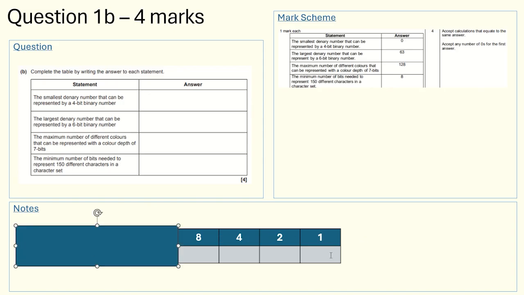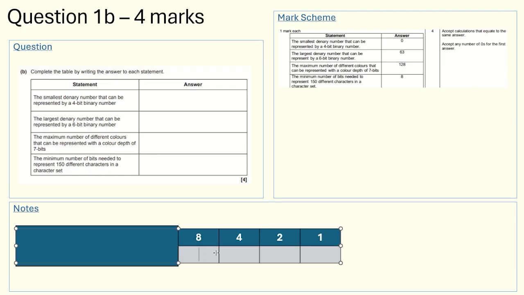So let's just pop this on here and we can see as an example that we've got 4 bits. So this is a 4-bit binary number here. And we can see if all of those are set to 0, then the smallest denary number we could get if we were to convert this, we don't have any 1s, any 2s, any 4s, or any 8s, would be 0. So we can see here in the mark scheme that the correct answer for that one is 0.